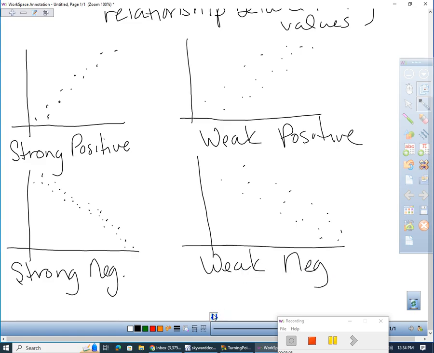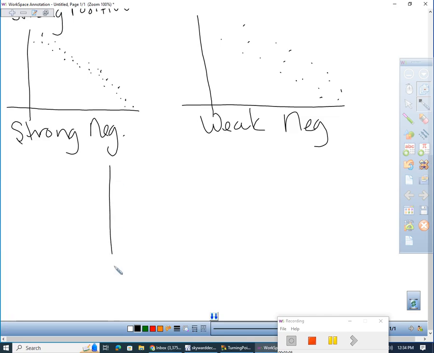And we have one more. If when you plot all those points, they're everywhere, and they don't look like they have any kind of line happening whatsoever, no correlation, exactly. I'm just going to put none, okay?